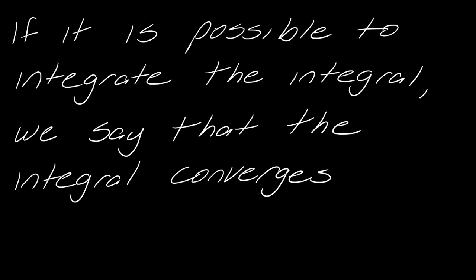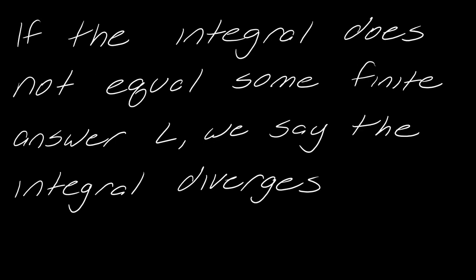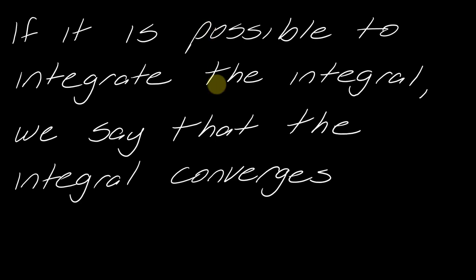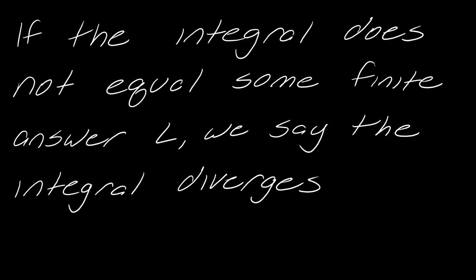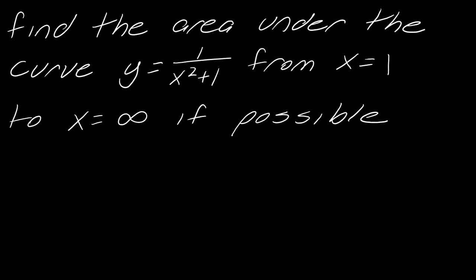that integral. So if it is possible to integrate, then we say that the integral converges. If the integral does not equal some answer L, then we say that it diverges. So it's got to equal a number. As long as it equals a number, then we say that the integral converges. If it is going to infinity or negative infinity, we'll say it diverges. Okay, so let's go ahead and do an example.